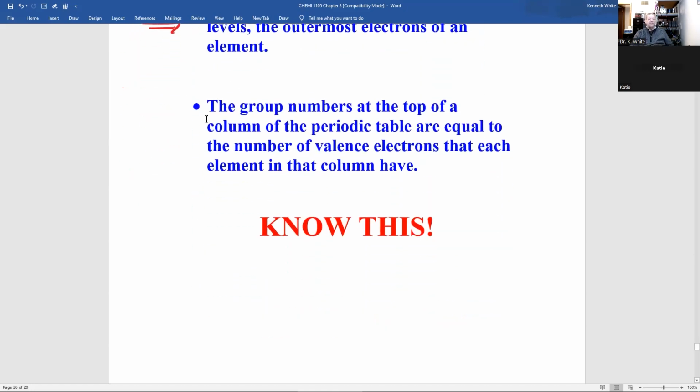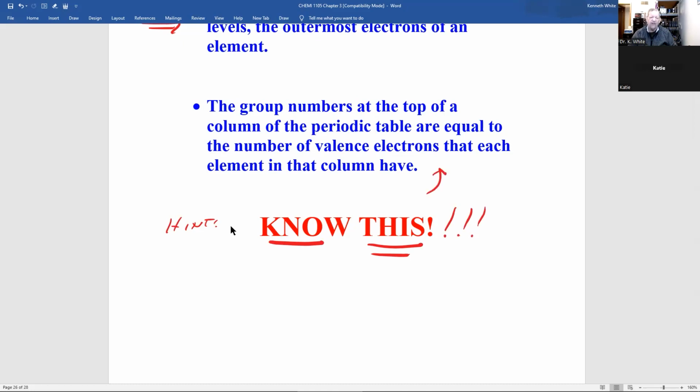Now, it turns out the group numbers at the top of the column of the periodic table are equal to the number of valence electrons of each element in this column. If you notice, I even wrote this, I didn't put hints. Know this. I'll put a couple more of these.